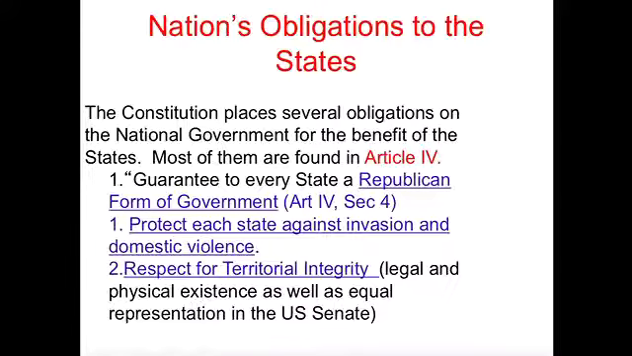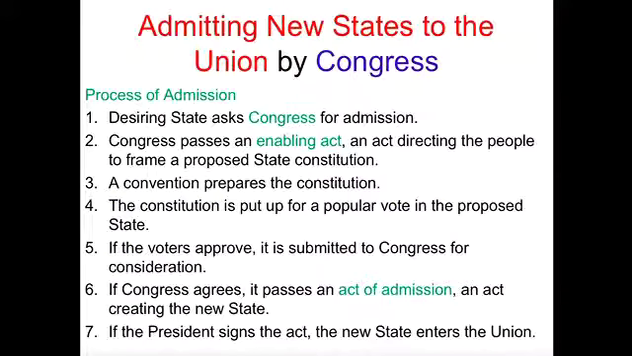So there are things denied, but the nation really does have obligations to the states. In Article 4, it says that the federal government must guarantee to every state a republican form of government. It has to protect us against invasion and domestic violence, and it has to respect territorial integrity. And also, you can't punish a state by taking away its representation in the Senate. So these are some constitutional obligations that the national government has to the states.